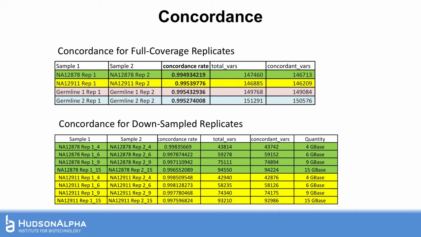How well do the replicates have concordance in the exome capture? Not surprisingly, they're also quite high. This would be actually a fairly expected result, I think, so greater than 99%. Notice the total variants and number of counts. So this is the full coverage, the full 500x. So we're actually looking at concordance across about 150,000 variants in each case. And then same thing for the concordance on the downsampled replicates, total variants and concordant variants.